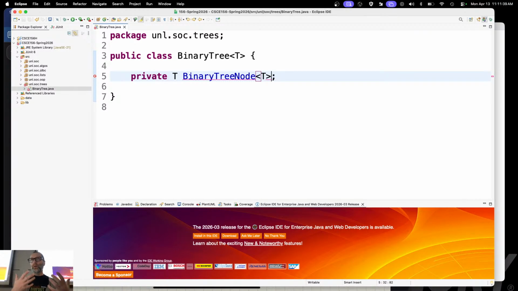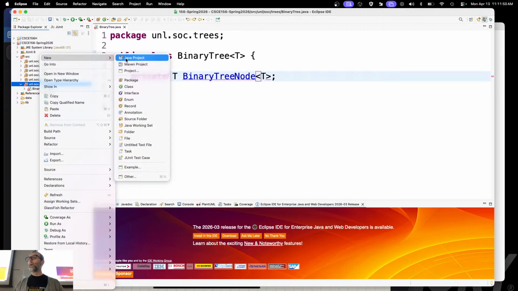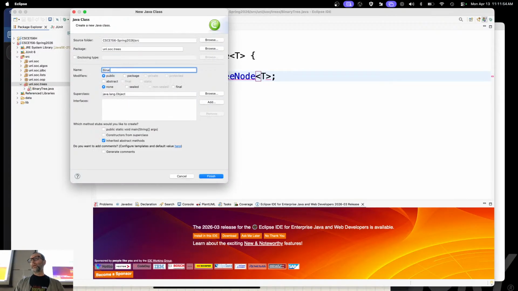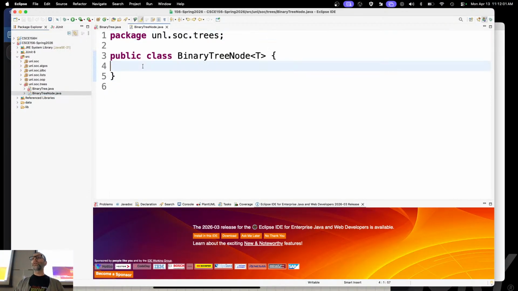And the head had other things. It had a reference to the next. It could have a reference to the previous one. So that's another thing that we need here. Let's go ahead and create a new class, BinaryTreeNode<T>. Now what's in that binary tree node? Everything that I just mentioned.